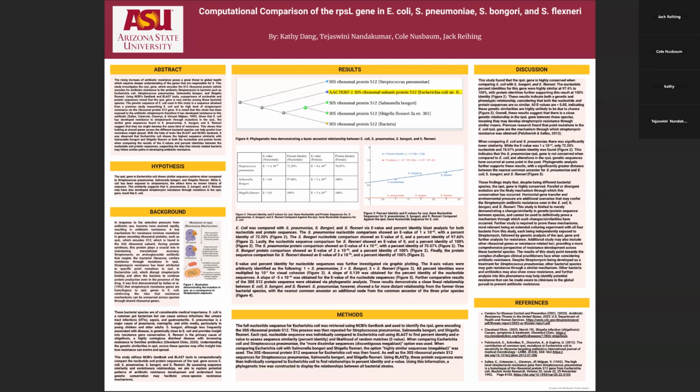Overall, these results suggest that there is a close genetic relationship in the rpsL gene between these species, meaning they may develop streptomycin resistance through similar means. Previous research found that point mutations in the E. coli rpsL gene are the mechanism through which streptomycin resistance was obtained.